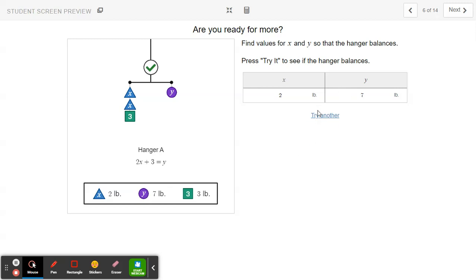All right. Looks like it works. And then we can try another. So again, we can put in a value. What if we put in a value for y? Let's try it the other way. Let's make y equal to, I don't know, let's say 15.